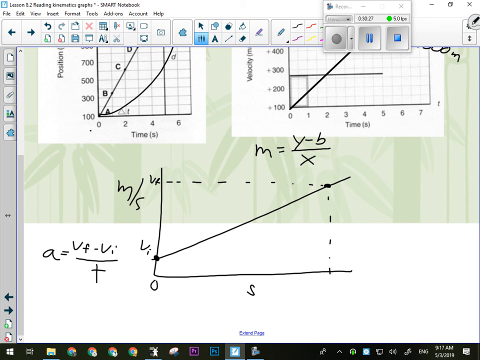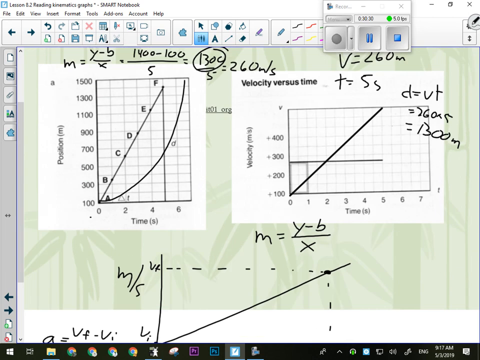And we can also calculate displacement from the velocity versus time graph. So we did that with this line here, with the level line. Could I calculate it here? Could I calculate the displacement for this line? Okay, I can. How would I do it? Yes, you're on the right track here.